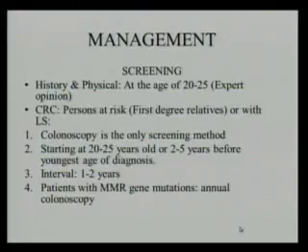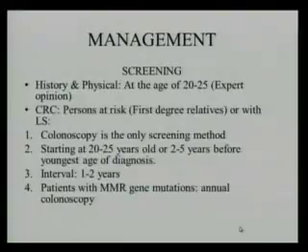Now, you diagnose your patient with Lynch syndrome or carrier of Lynch syndrome, how do we go and further manage those patients? For screening, they recommend to start with history and physical and family members who are carriers at the age of 20, 25. Colorectal cancer, you look in the first degree relative. Colonoscopy is the only screening method, so you cannot use other methods. You start at the age of 20, 25, or 2 to 5 years before the earliest diagnosis.